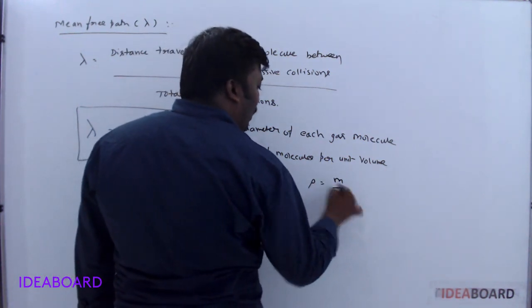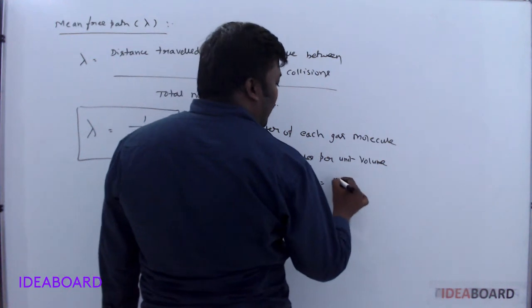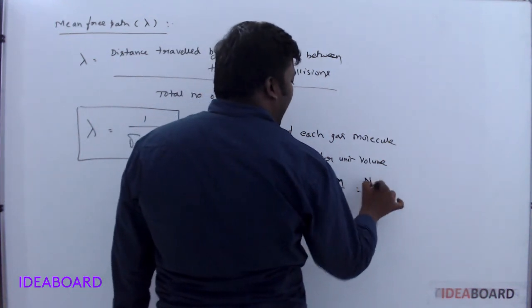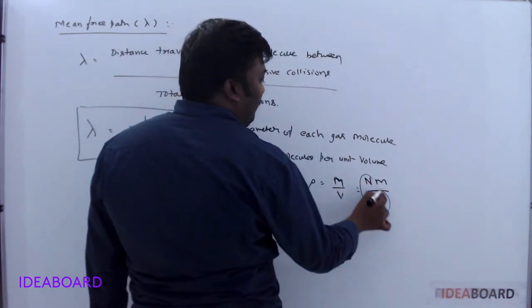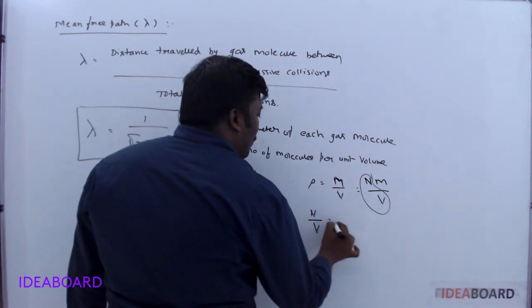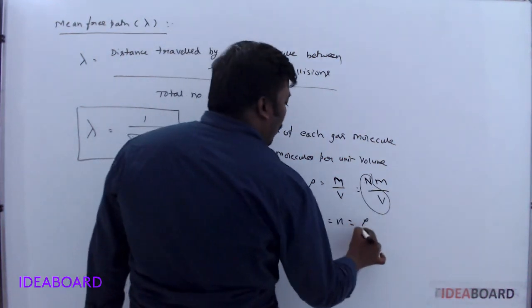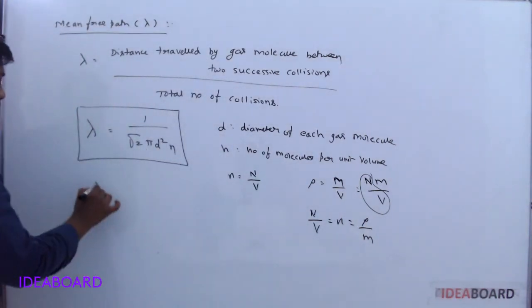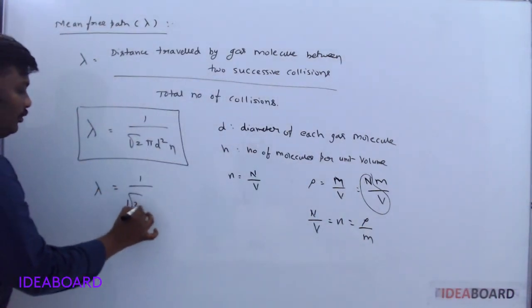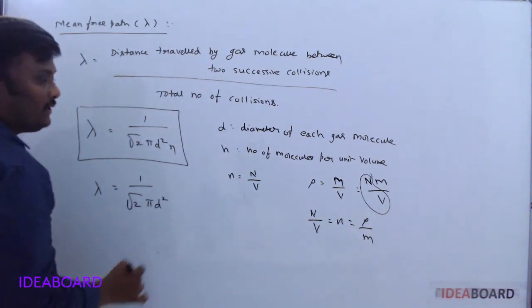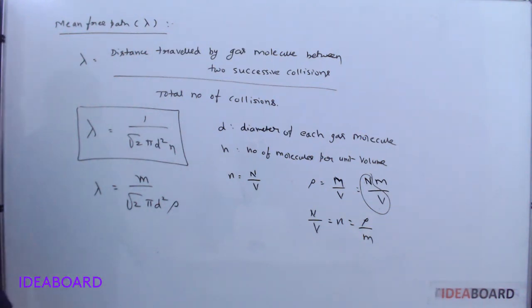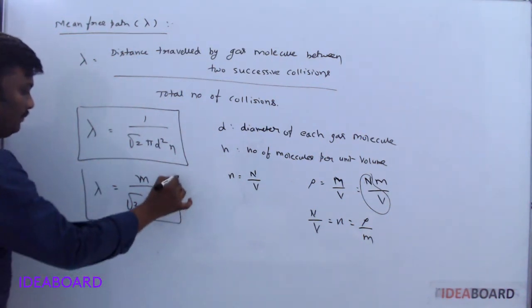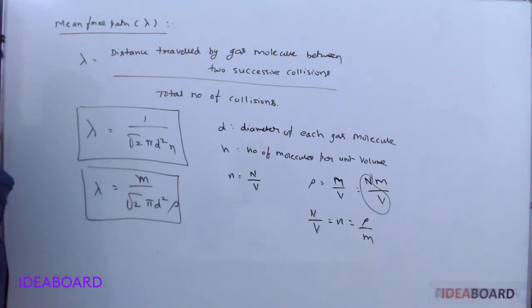Density formula is mass by volume. Let us take the total mass of the gas as capital N into small m, divided by V. The number of molecules per unit volume, N by V, is equal to small n, which is equal to rho by m. Substitute the value here: lambda is equal to 1 by root 2 pi d square, with rho by m instead of small n, so m will come like this. Understand? So in terms of density and the mass of each gas molecule, the lambda formula is this one.